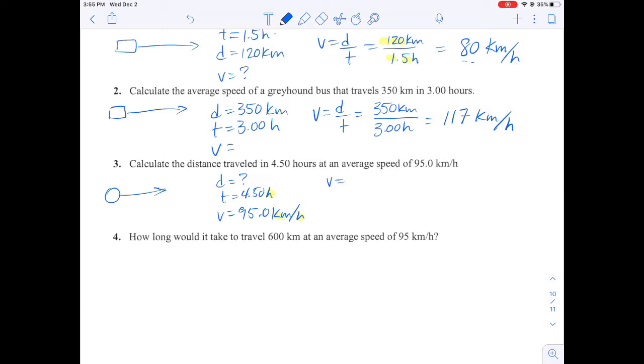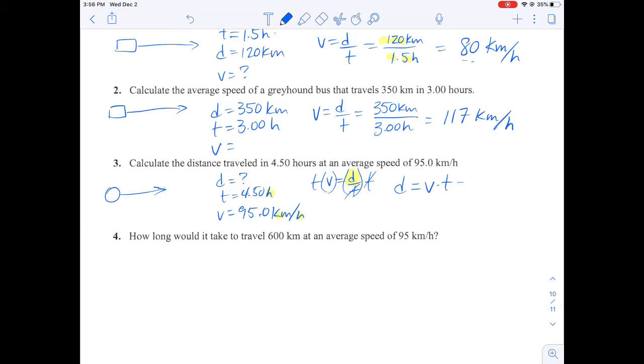My formula is V equals D over T, but in this case, I want to solve for distance. So I need to rearrange this to give me distance. If I multiply both sides by time, the times here would cancel out, and distance equals speed times time. So I'm going to use that formula, and I'm going to substitute in my speed is 95.0 kilometers per hour, and my time is 4.50 hours.